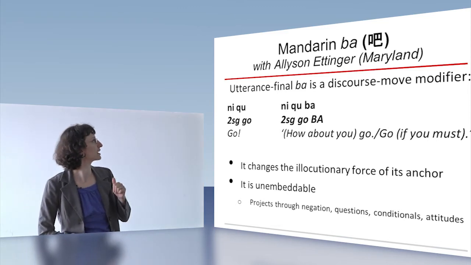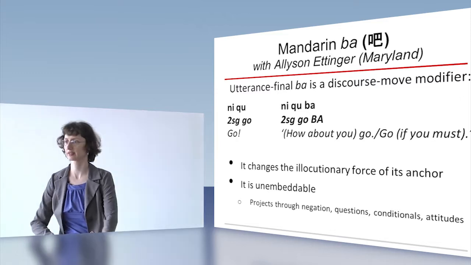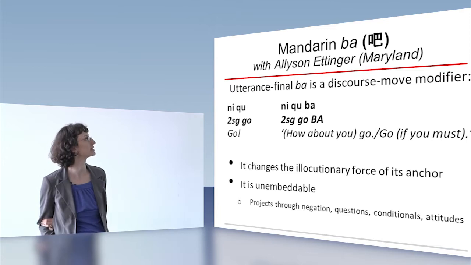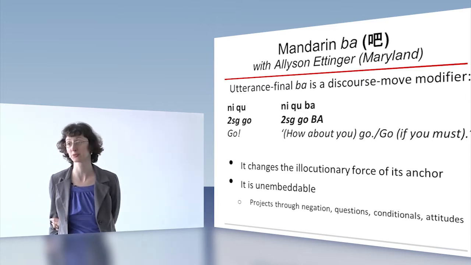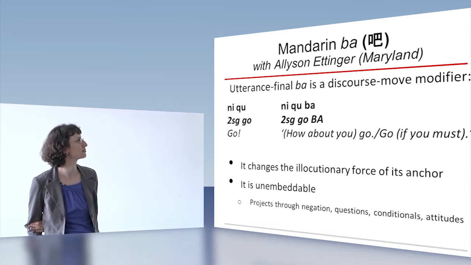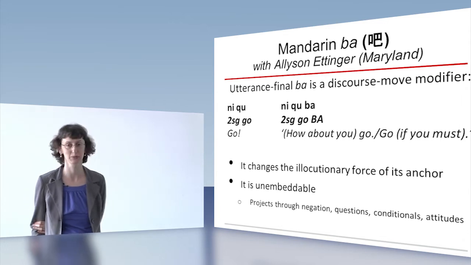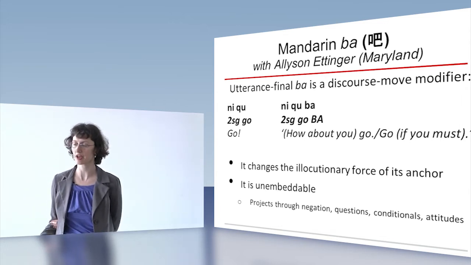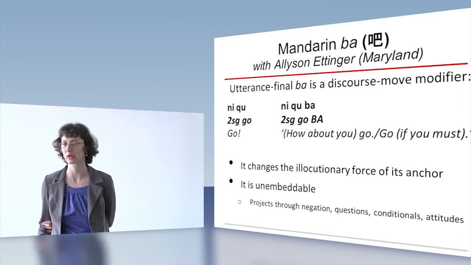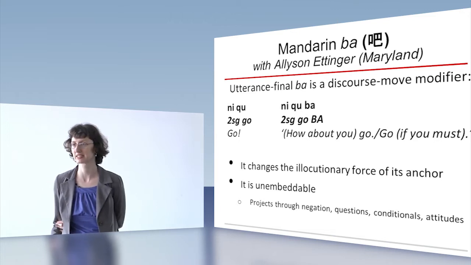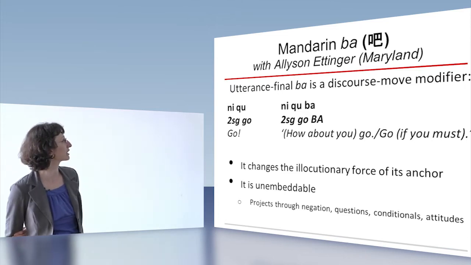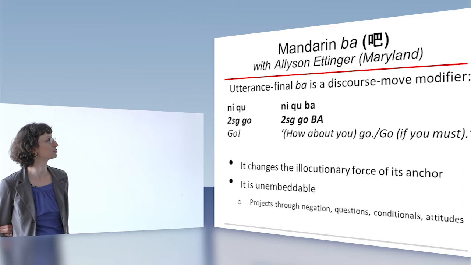Perfect. So most of my talk is going to report on joint work with Allison Ettinger of Maryland. It's going to be about a language I don't speak or know anything about, but she does. So it's on the Mandarin utterance-final particle ba. There is also a not utterance-final use of a particle that is spelled and pronounced the same way, but I'm for now assuming it's a different lexical item, or maybe not, but that's for future work. So we're looking at utterance-final uses of ba as a discourse move modifier.